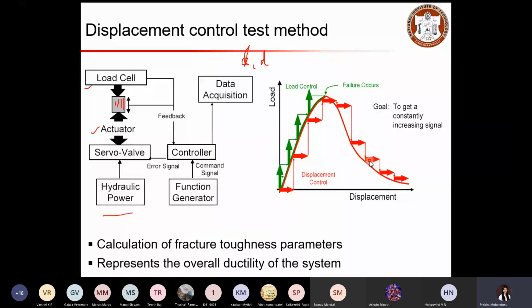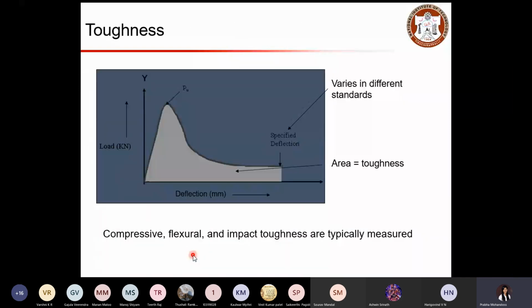The area under the curve basically represents the energy absorption, which is what we call fracture toughness. Fracture is nothing but your concrete failing after a particular load. The sudden failure, the nature of failure, is what we call fracture. So that whole term is called fracture toughness. The amount of energy required to fail is called fracture toughness, and it represents the ductility of your system.